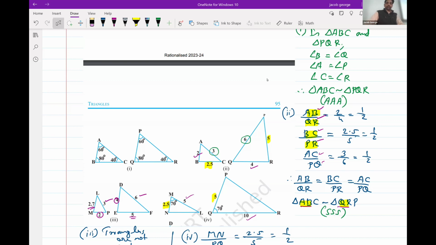Now in the second question, AB is 2. What is the double of 2? So I took AB by QR. AB by QR is 2 by 4. 2 by 4 is 1 by 2. Next, what is the double of 3? 6. So I took AC by PQ. 3 by 6, 1 by 2. Next, BC by PR. 2.5 by 5. That is also 1 by 2. So which means 3 sides are proportional. If 3 sides are proportional, by SSS similarity criteria, the triangles are similar.